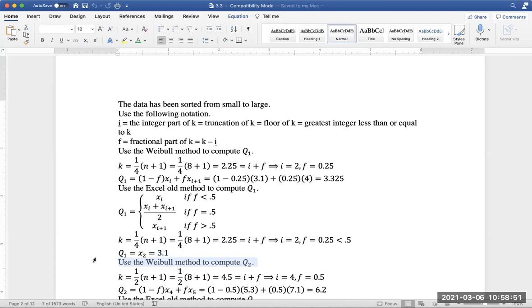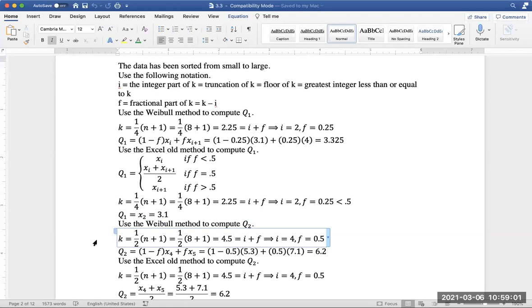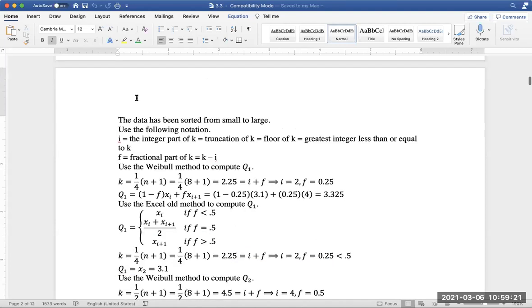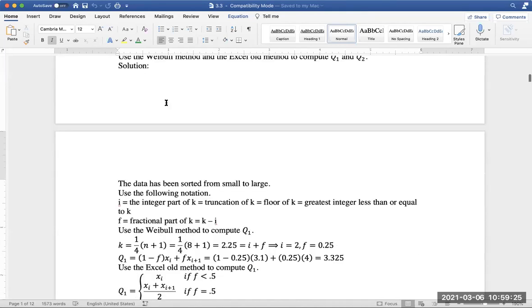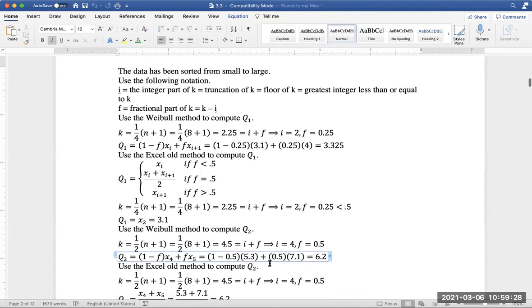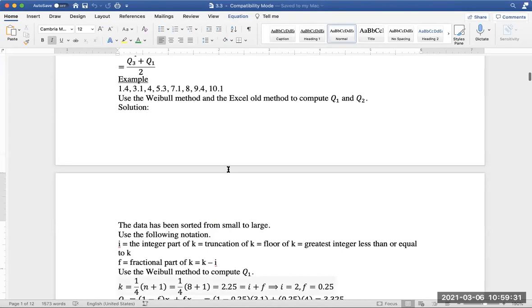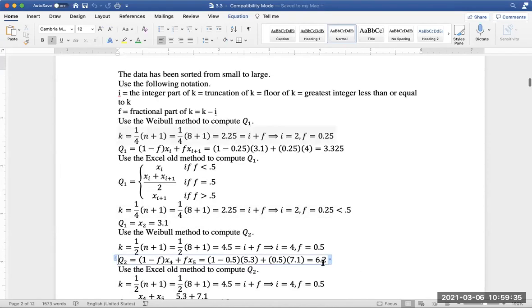Let's use the Weibull method to compute the second quartile. Oh, these are going to be the same. And so k is equal to 1/2 times n plus 1, 4.5. Integer part is 4, fractional part is 0.5. So the second quartile is the complement of the fractional part, 0.5, times the number in the fourth position, 5.3, plus 0.5 times the number in the next position, 7.1, is 6.2.